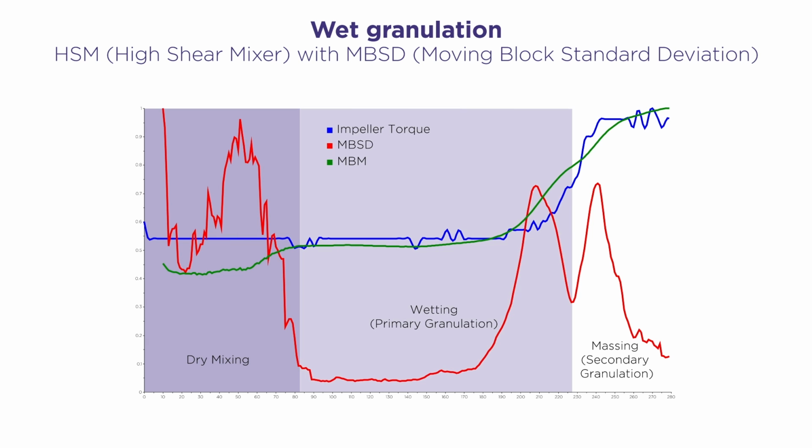The second phase is called wetting or primary granulation, and again is not visible just using the impeller torque. While we are adding water, we have the moving block standard deviation that goes up continuously. The third phase is called massing or secondary granulation, and this is the only step that we can also see with the torque meter. But also the NIR shows a very clear valley on the moving block standard deviation in correspondence of the flex of the impeller torque.